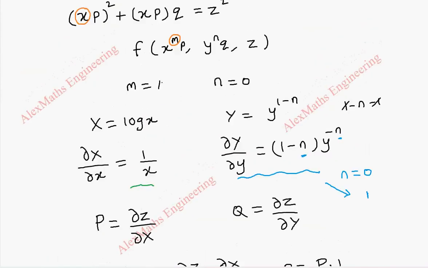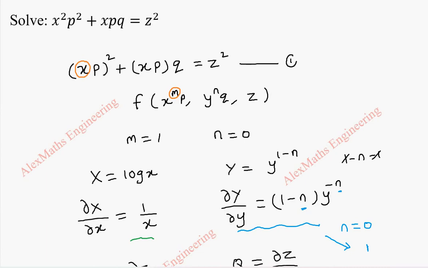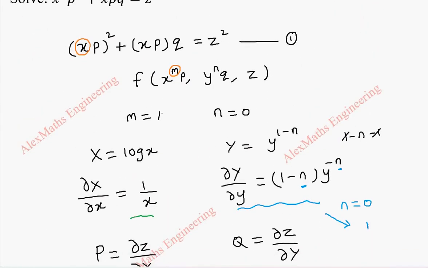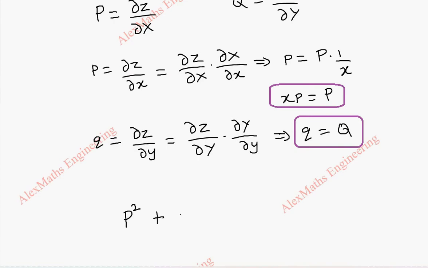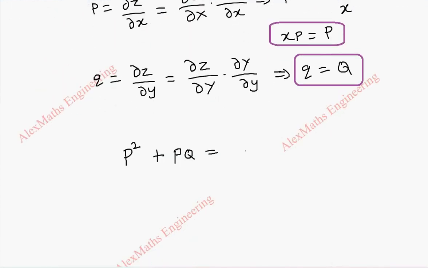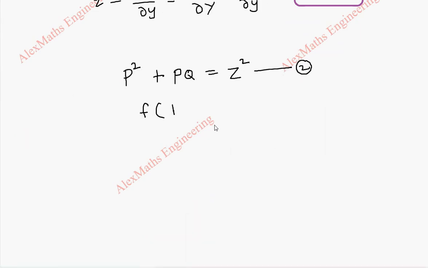This we are going to substitute in equation 1. So here it is xp whole square. So xp whole square means it is only capital P square, and the second term is xp into q. It means xp is capital P, q is capital Q, and on the other side we have z square. So we got equation 2, which is in the form f of p comma q comma z equal to 0.